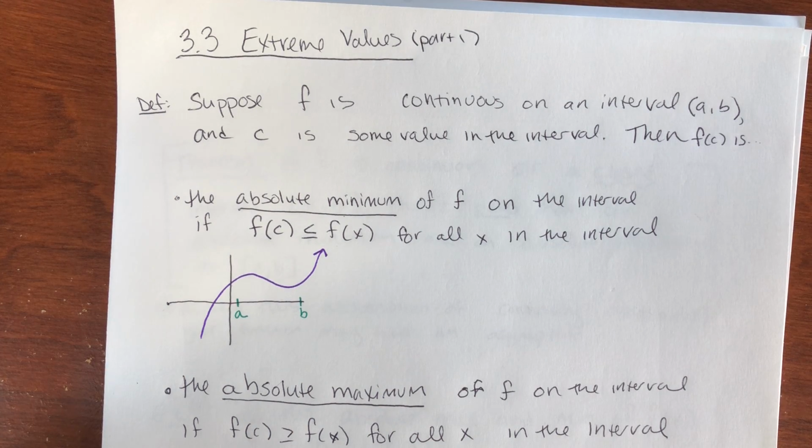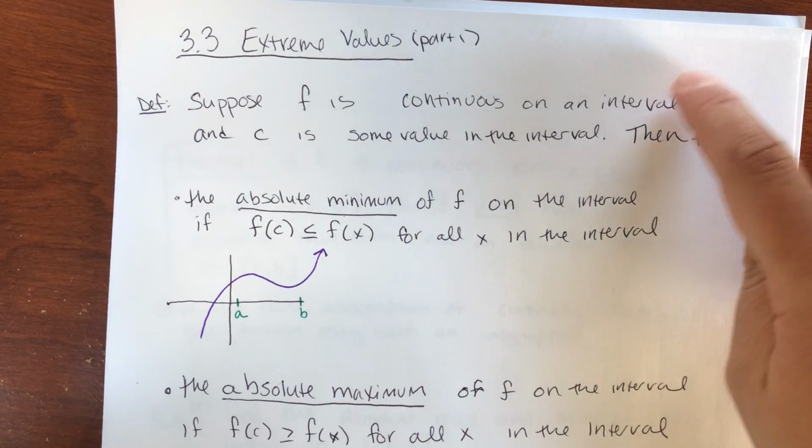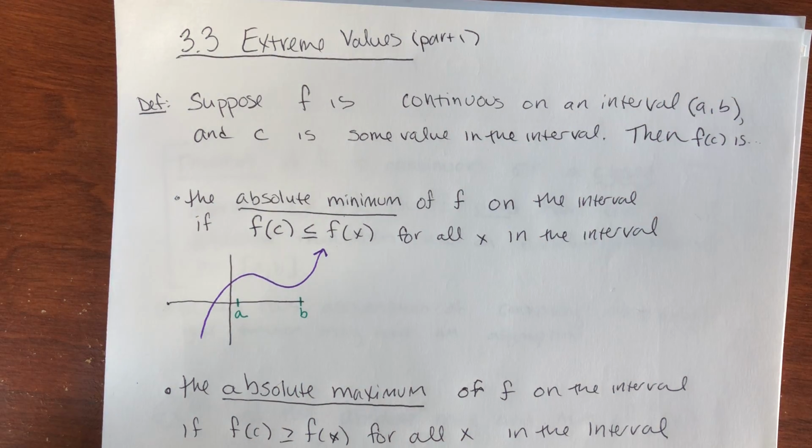So today we move on to section 3.3, which has to do with extreme values of functions. So let's start off with some definitions. We suppose that f is a continuous function on the interval from a to b. And I've written this as an open interval, although it could be closed, it could be half open, half closed. It's just some interval of x values, and f is continuous on that interval.